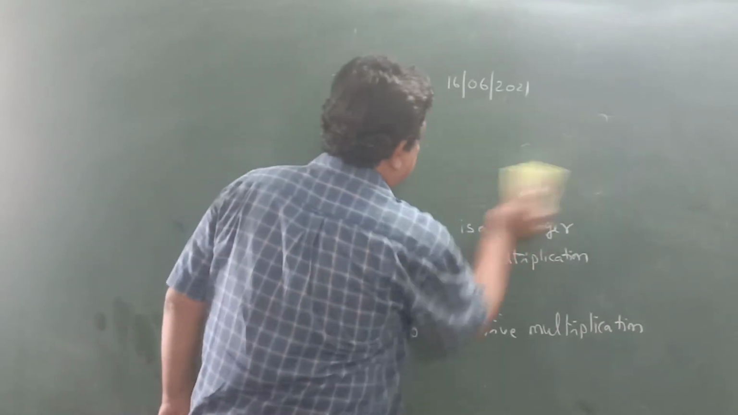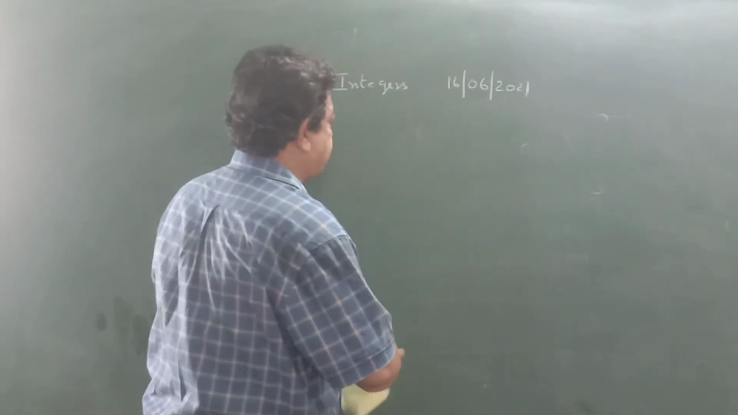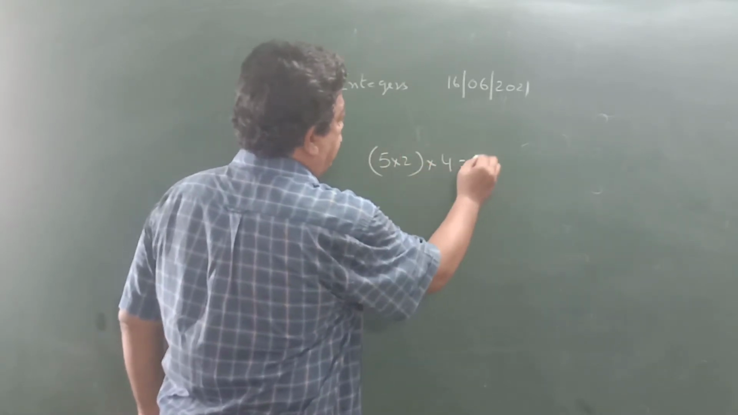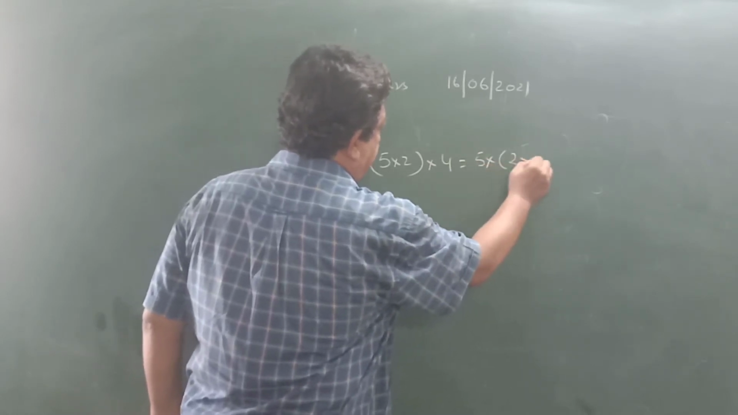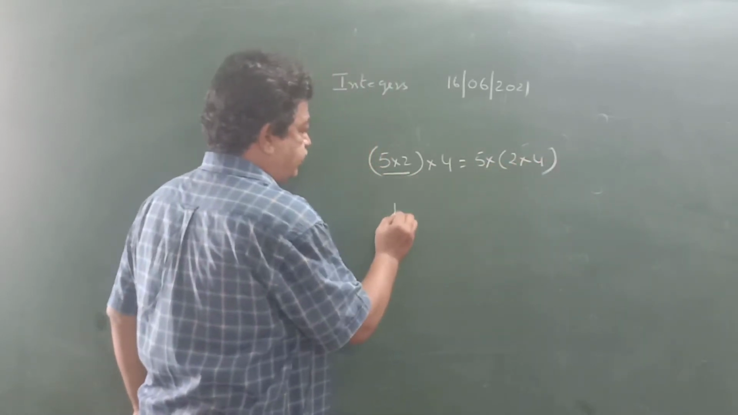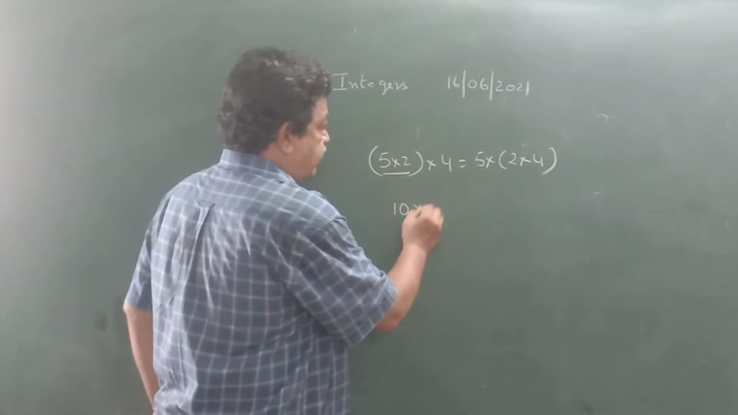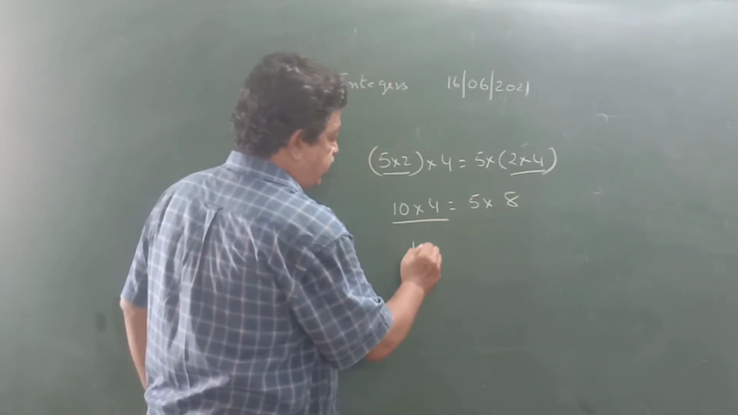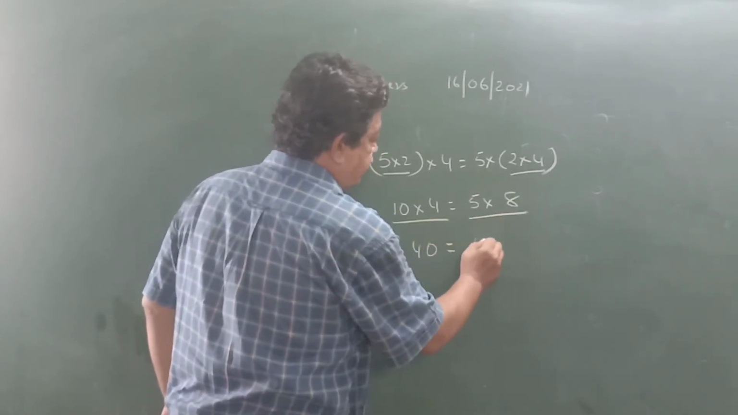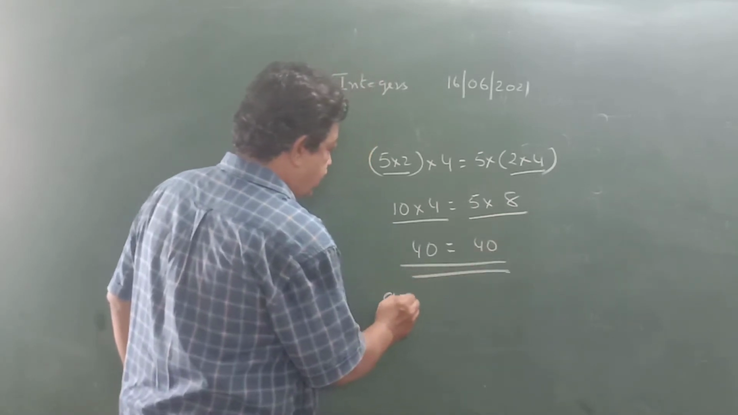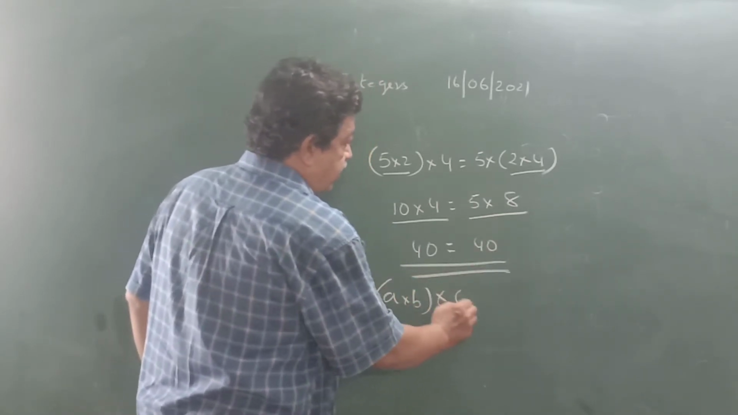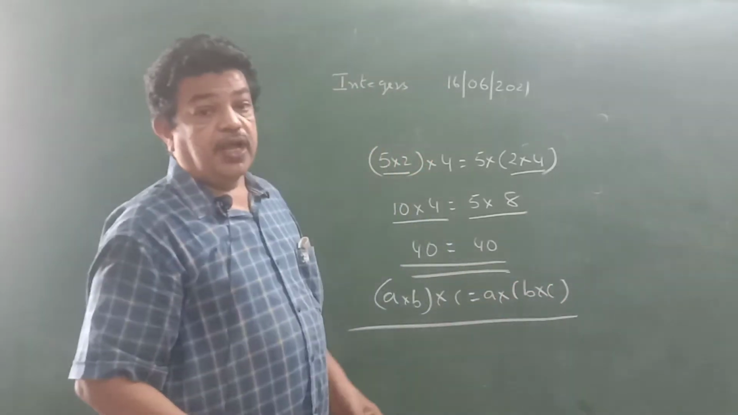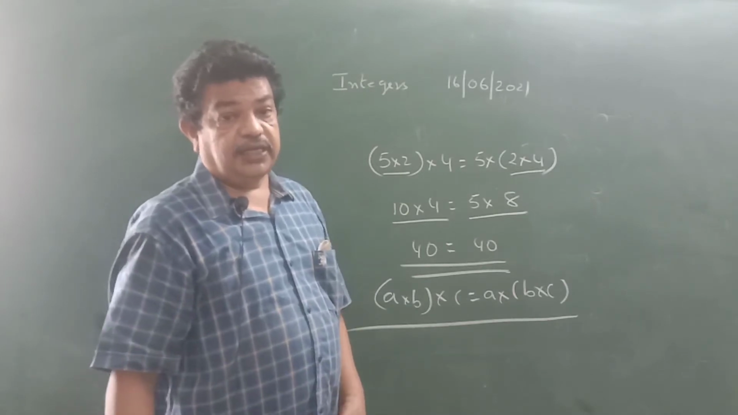Now, I am taking 3 integers and multiplying them. For example, 5 is multiplied by 2, which is multiplied by 4. What is 5 into 2? It is 10. Into 4 is 40. What is 4 into 2? 8. What is 5 into 8? 40. In general, (a into b) into c is the same as a into (b into c). Integers have associative property under multiplication.